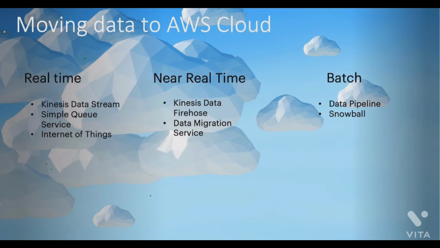We will understand about this in the next section. And the second is the Simple Queue Service. And the third one is Internet of Things. So let's move on to the near real-time services. And the first name is the Kinesis Data Firehose.